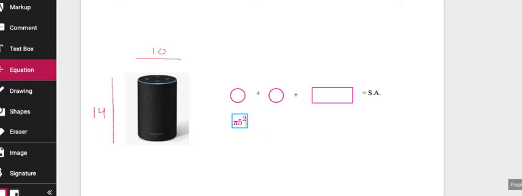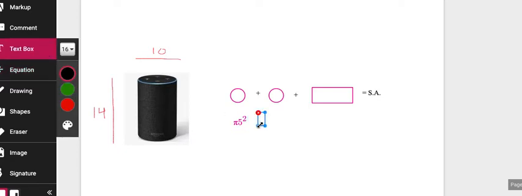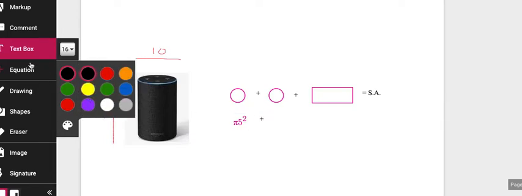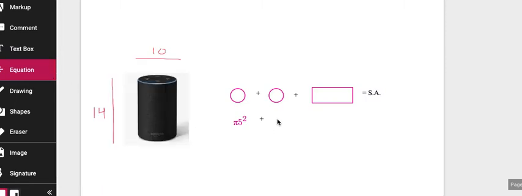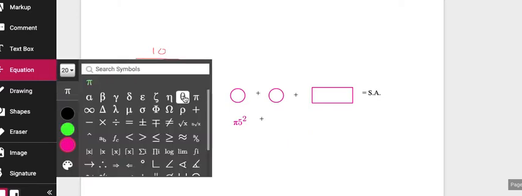And I'm going to go ahead and add that to the same thing, since the second circle is the same. So again, this is going to be pi times 5 squared, and that's going to be added to.